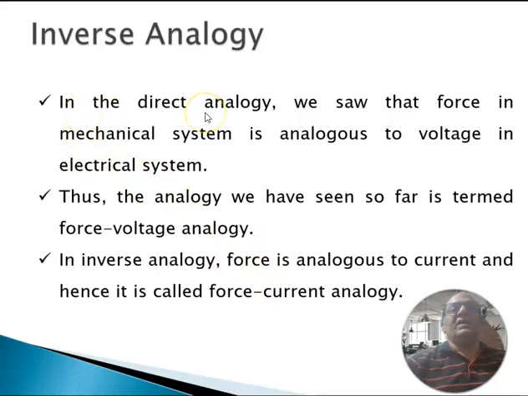In the case of direct analogy, that is force voltage analogy, we have seen that force is analogous to voltage, inductance is analogous to mass, and so on and so forth. So we call it force voltage analogy. In this analogy, that is inverse analogy that we are going to see, we'll try to treat force as an analogous quantity to current in electrical systems and thus call it force current analogy.